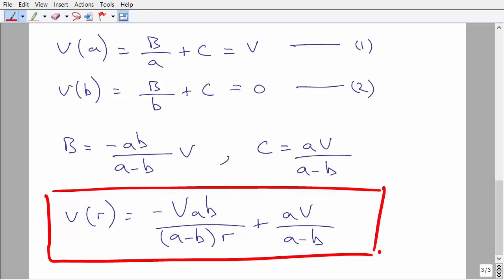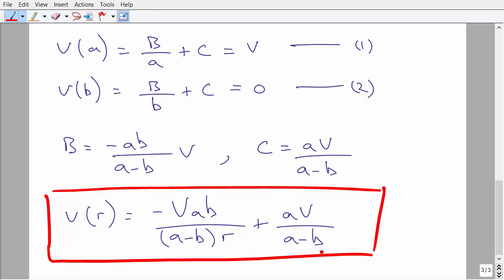And of course, you should do immediately when you get a result like this, you should do the usual checks. First thing we would check is that the units are correct. Let's have a look at that. Well, here we've got a potential on the left-hand side, and here on the right-hand side, I have a potential multiplied by a length squared and divided by a length squared, so that's okay. And here I have a potential times a length divided by a length. So units are okay. And the second thing that you should check is that it does indeed satisfy the boundary conditions, and you'll find that it does if you check that.